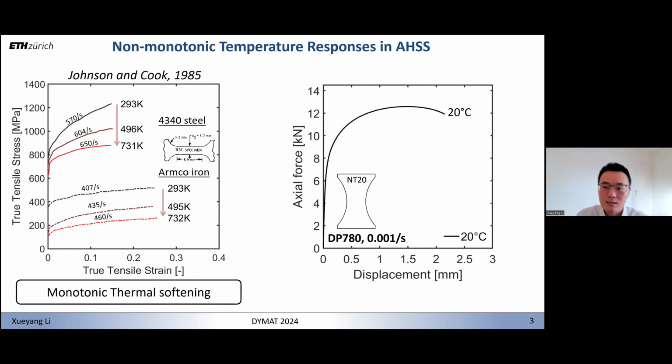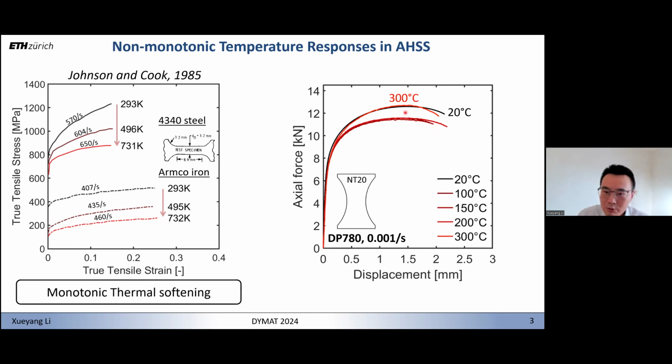On the right-hand side is the force displacement curve of a notch tension test on a sheet metal DP780 at quasi-static loading speed. This is a test at 20 degrees C. If we increase to 100 degrees C, there's a drop in force. If we increase to 150, the force plateaus here. At 200, almost the same level. But if we look at 300 degrees C, the reaction force is even higher than the 20 degrees C curve.